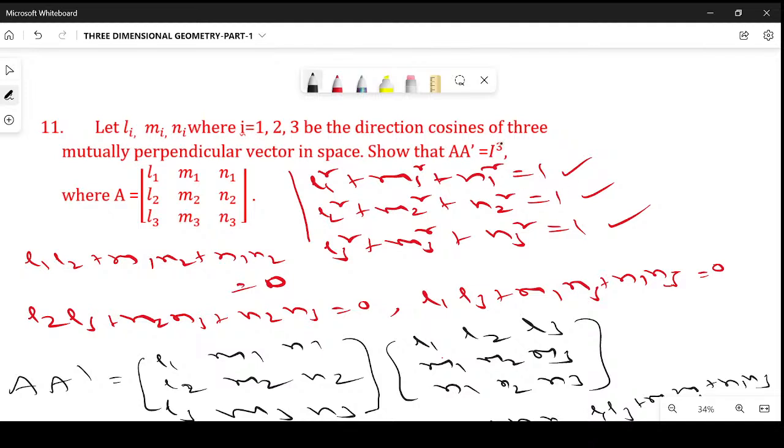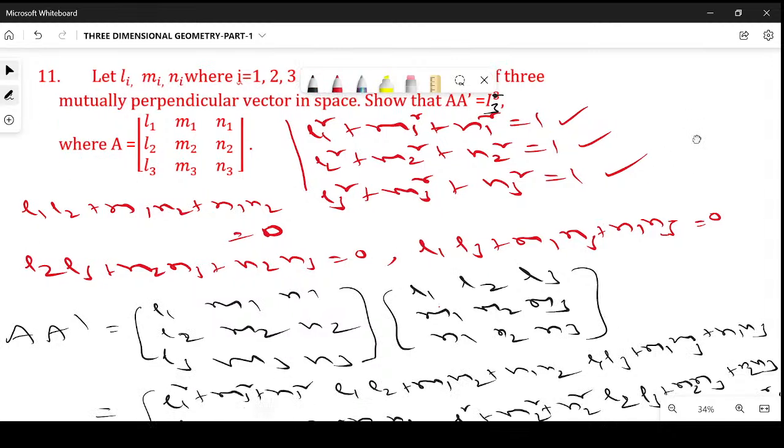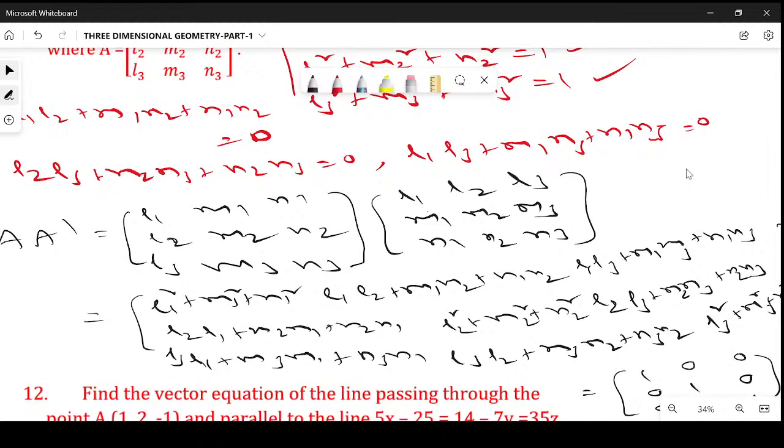This is not I cube here. I3 should prove I3. I hope I understood this one right.